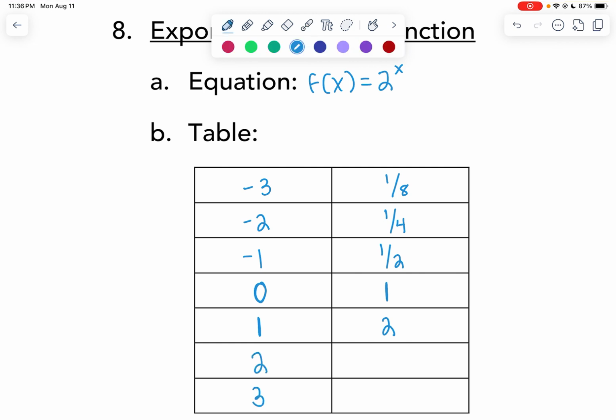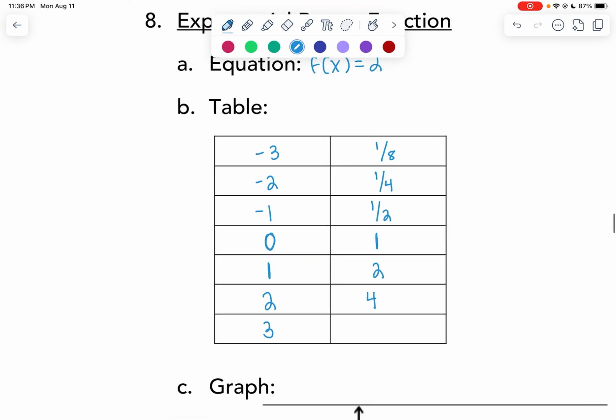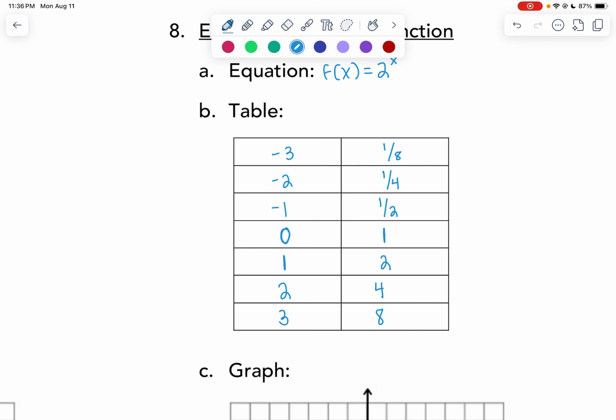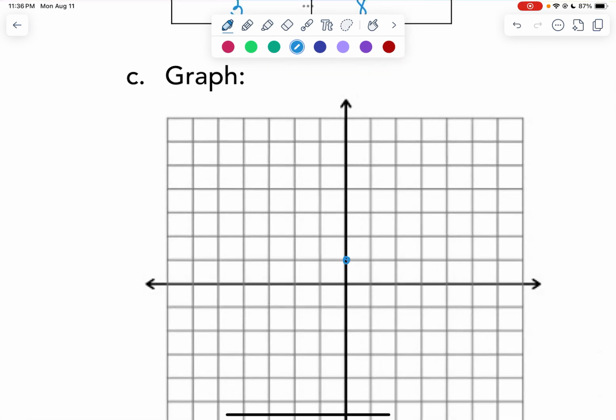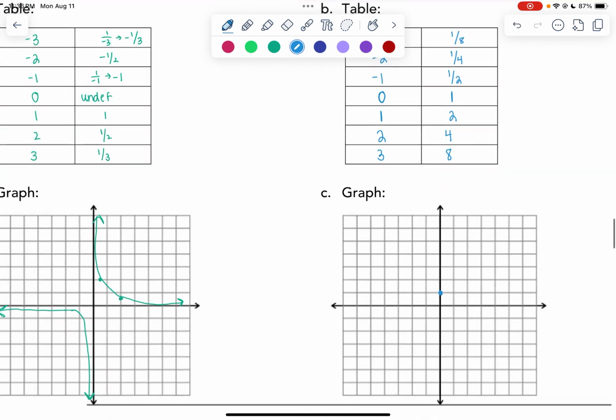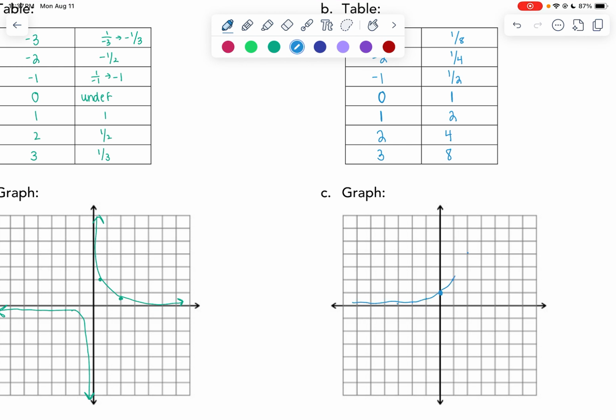If I asked you what's 2 squared, that would just be 4. And then what's 2 to the power of 3? 2 times 2 times 2 is 8. So if we take a look over here at this graph, it's going to cross at 0, 1. And then if I plugged in those negative numbers, it got increasingly smaller. And when I had positive numbers, it got increasingly bigger. So this is going to curve like this.